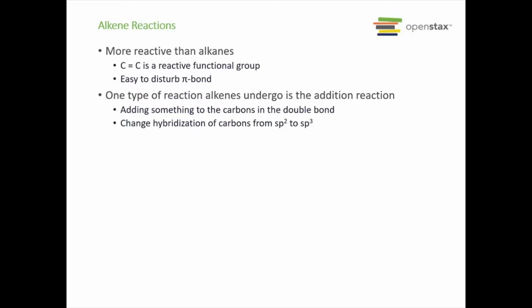So let's talk about some reactions and we'll look at some examples. The carbon-carbon double bond is a very reactive functional group. It's more reactive than alkanes, and that's because the pi bond is really easy to disturb.